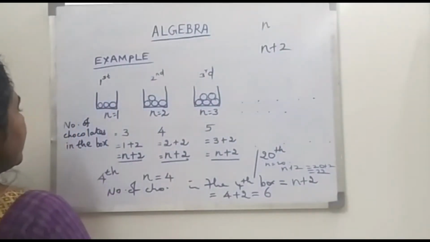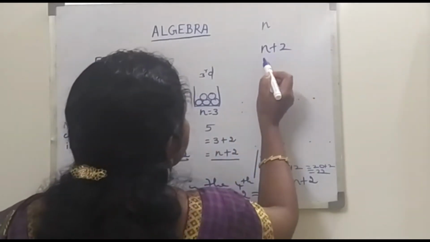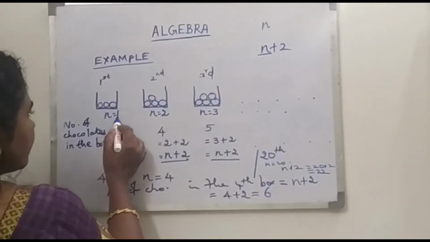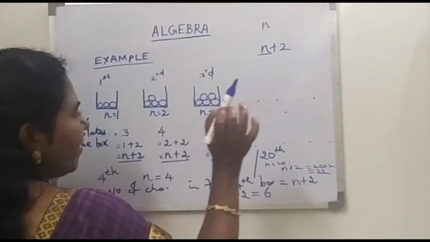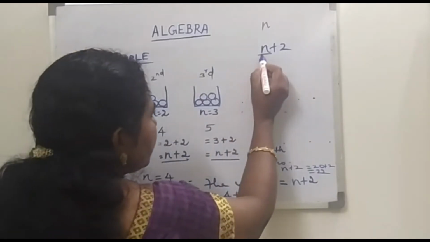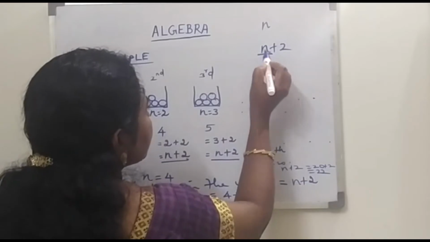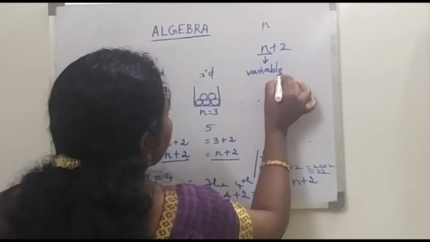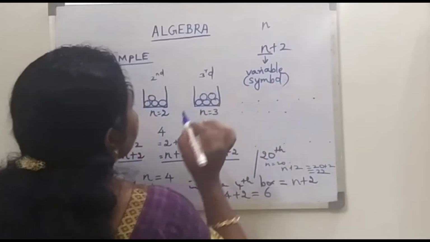Okay, now let us consider this expression n plus 2. In this case, the value of n is 1 for the first box, 2 for the second box, 3 for the third box, and so it varies for each box. That means it is not a constant value, it is going on varying. So this is called a variable. It is nothing but the symbol we have seen already.